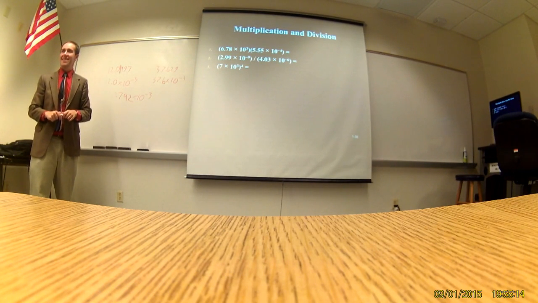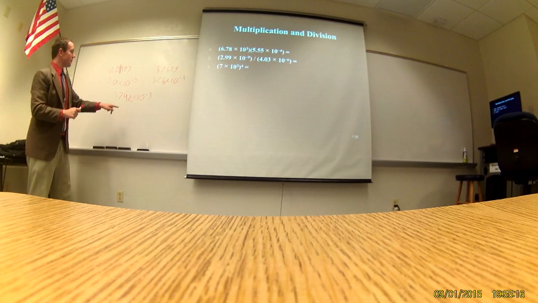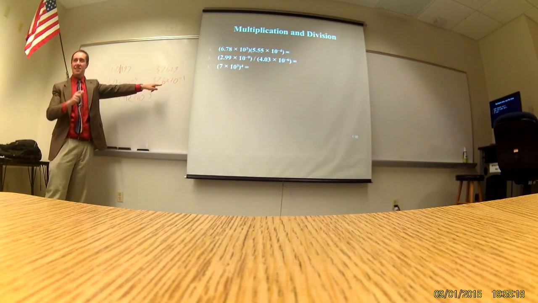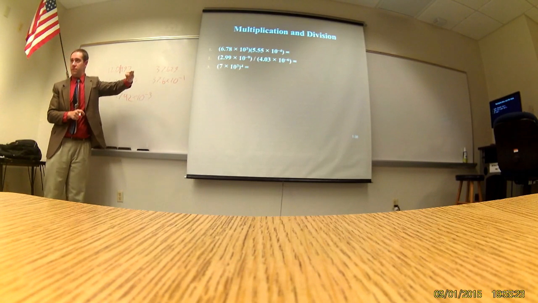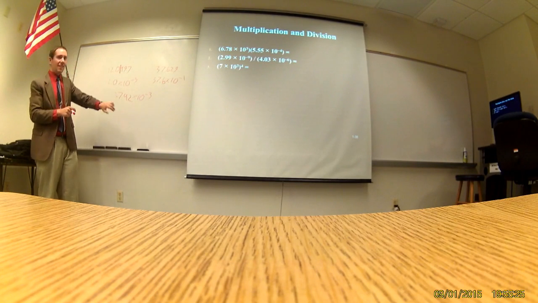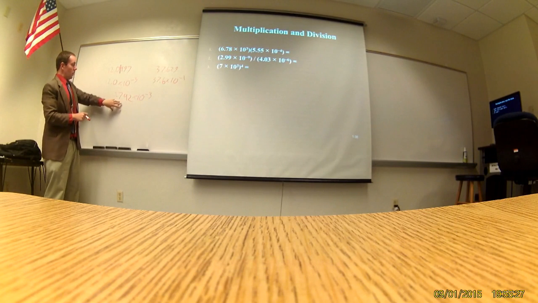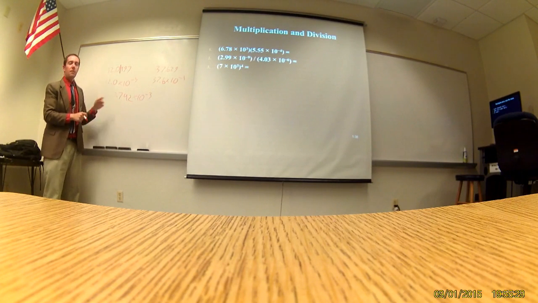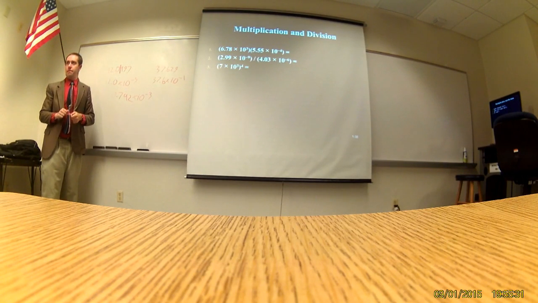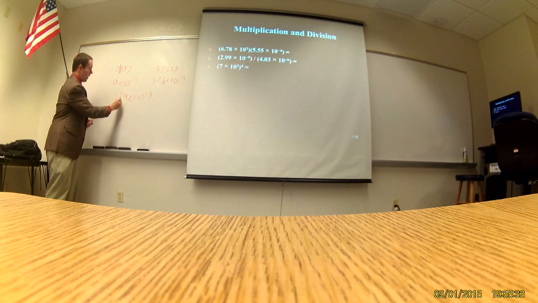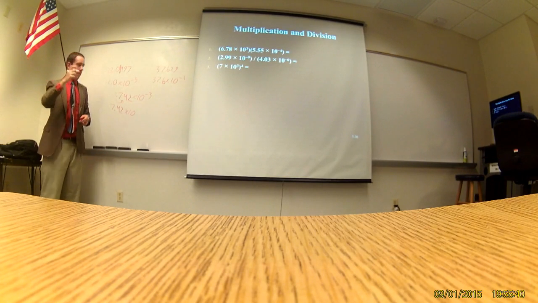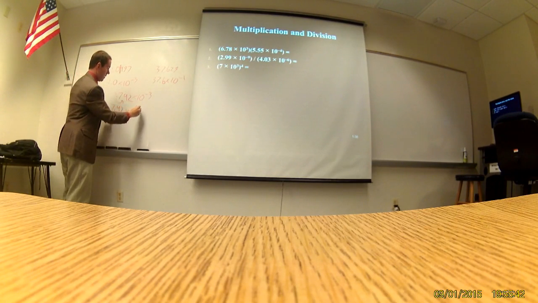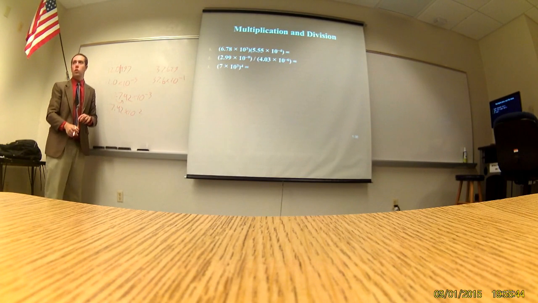Wait, what's the negative 3? That should be 3.76 flat. Thank you. So let's start with this one. We'll go back to that. So what do we have to do to this one to get it between 1 and 10? Move it to the right 1. So now we have 7.42 times 10 to the, what is it now? -2.